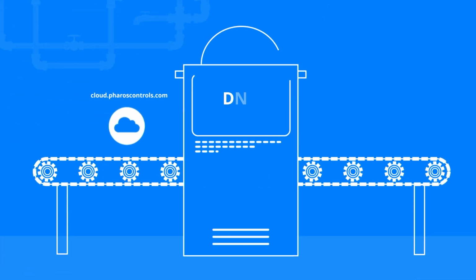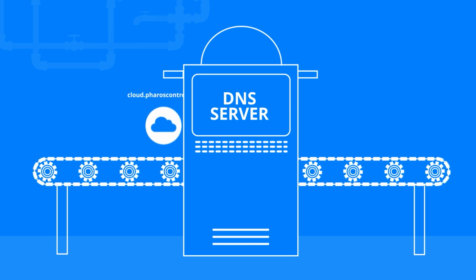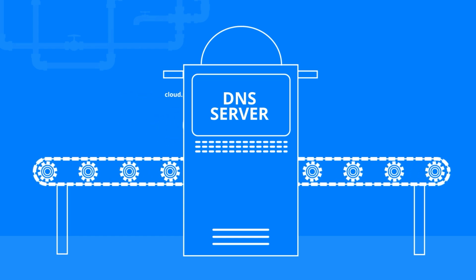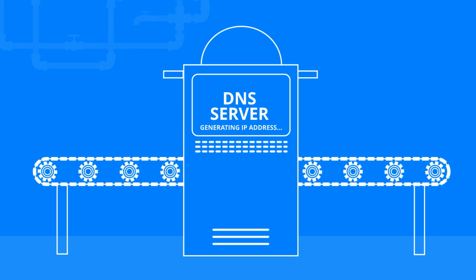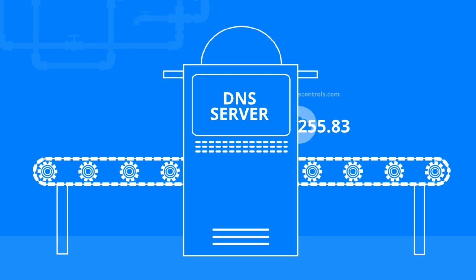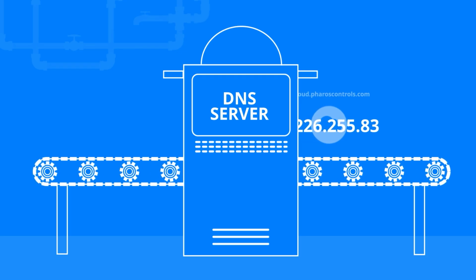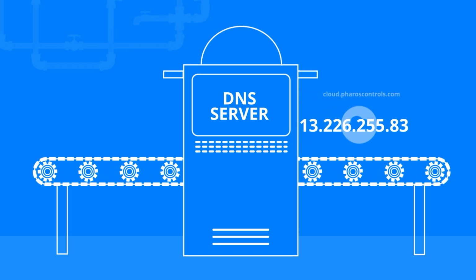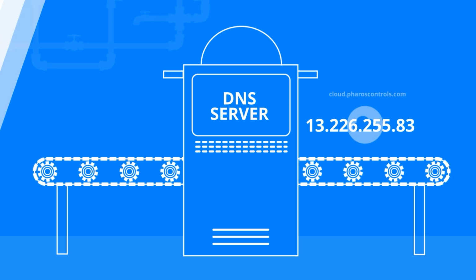When connecting to the internet, devices need to transform human-readable domains like pharoscontrols.com into the IP addresses they actually represent. This task falls to the domain name system, or DNS for short. DNS servers provide a DNS service which can be used to translate domain names into IP addresses.